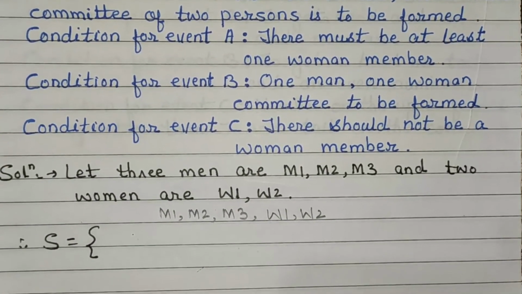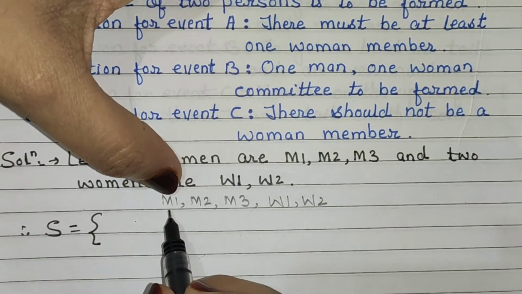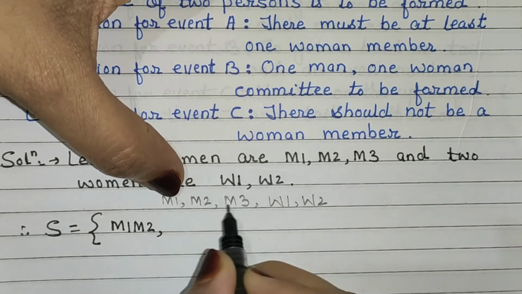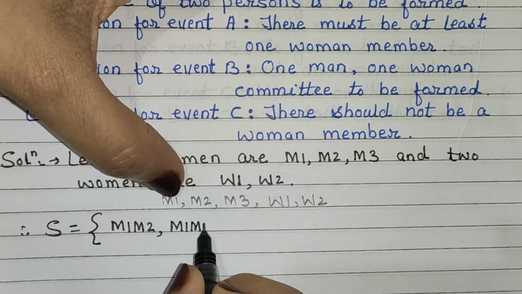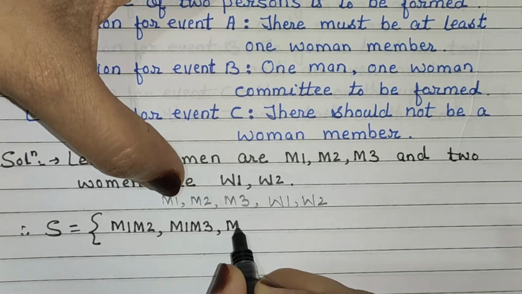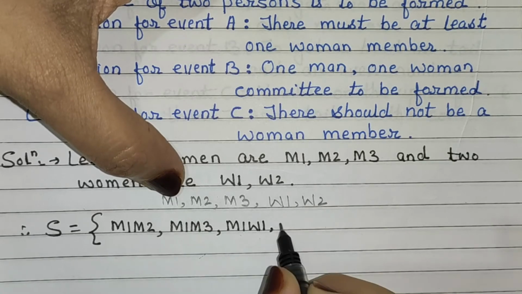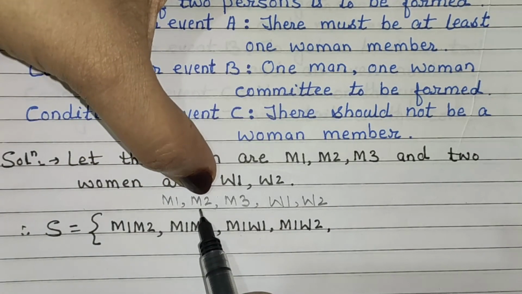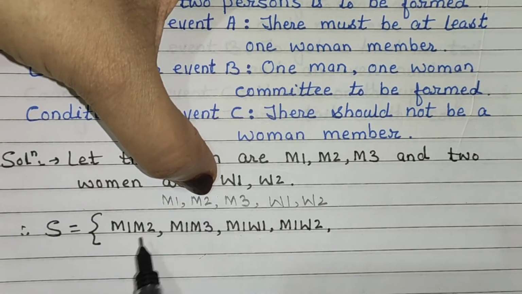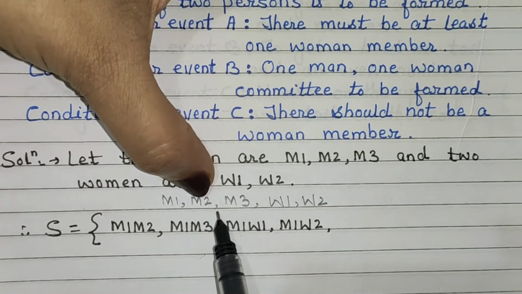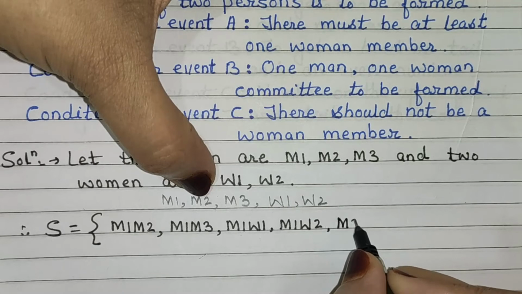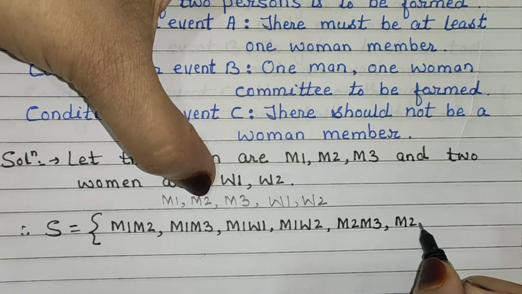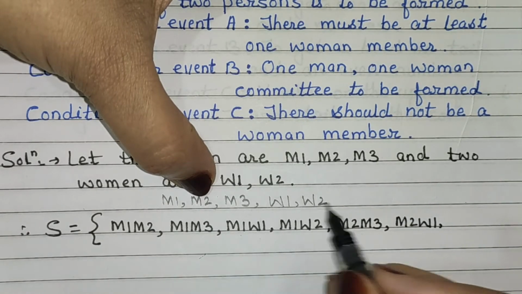Therefore, now start from M1, we get M1M2, M1M3, M1W1, M1W2. Next, start from M2. Now M2M1 is already made. Therefore, M2M3, M2W1, next M2W2.